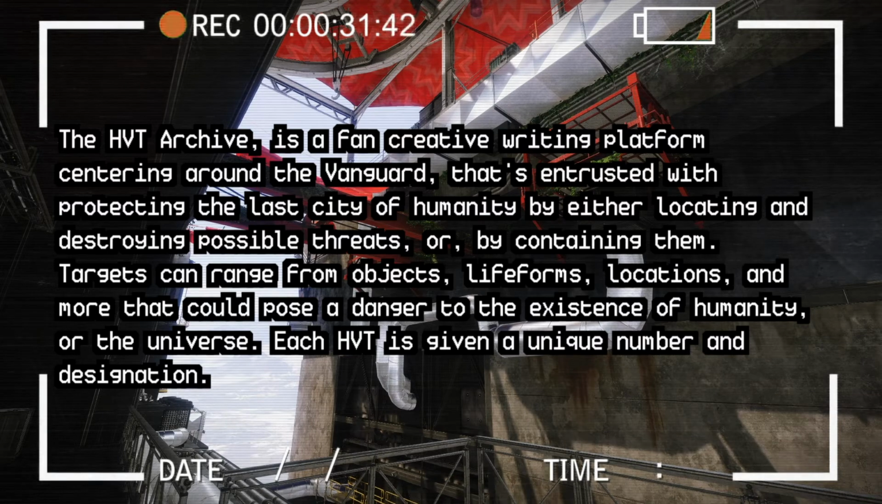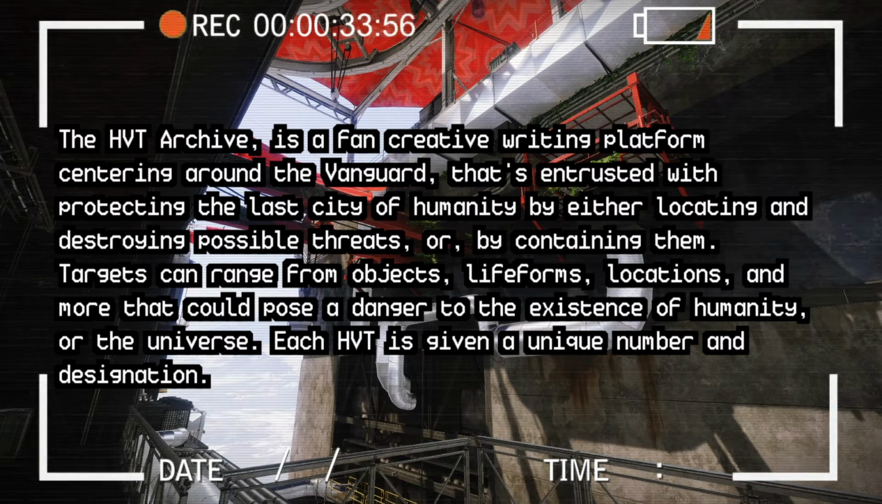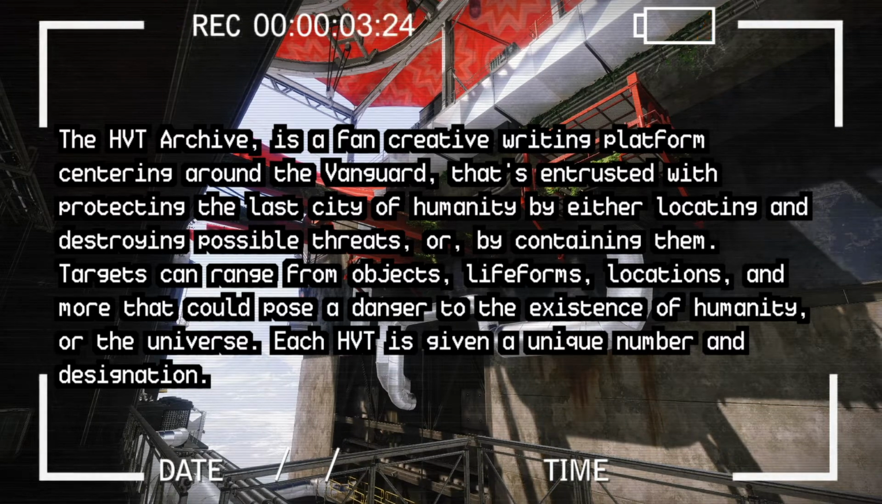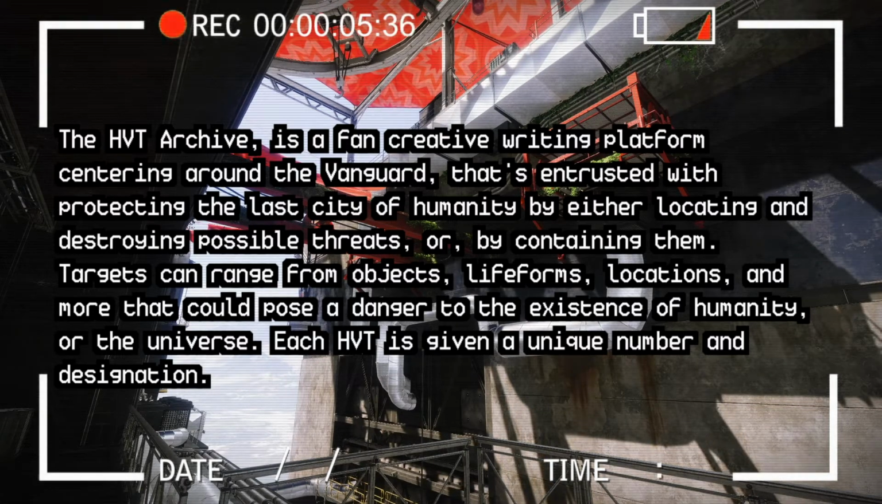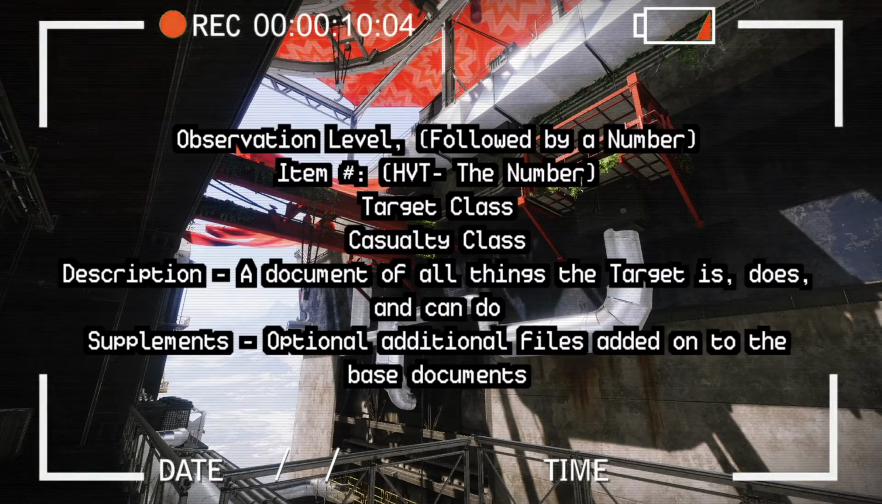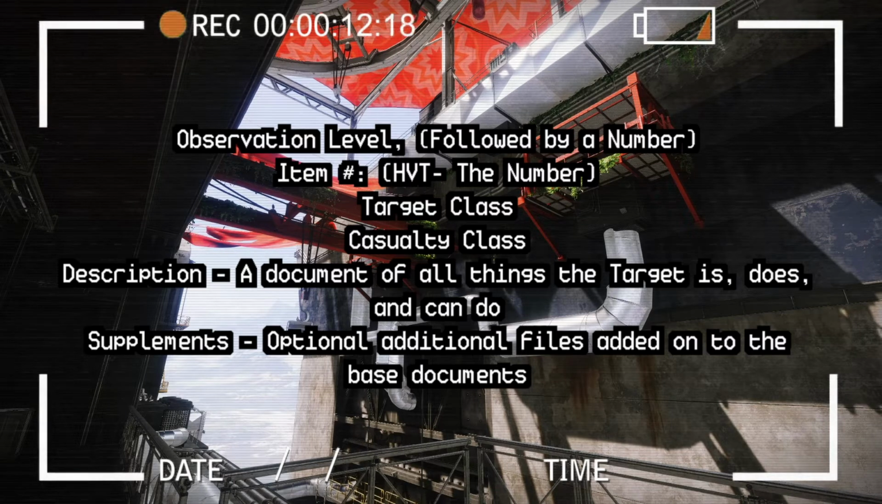Targets can range from objects, lifeforms, locations, and more that could pose a danger to the existence of humanity or the universe. Each HVT is given a unique number and designation. The format. The way HVT documentation is formatted and graded is as follows.